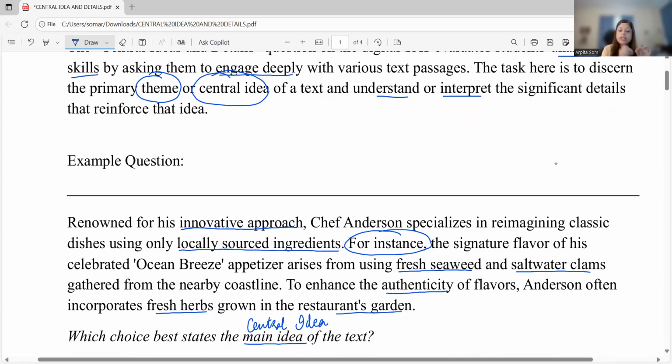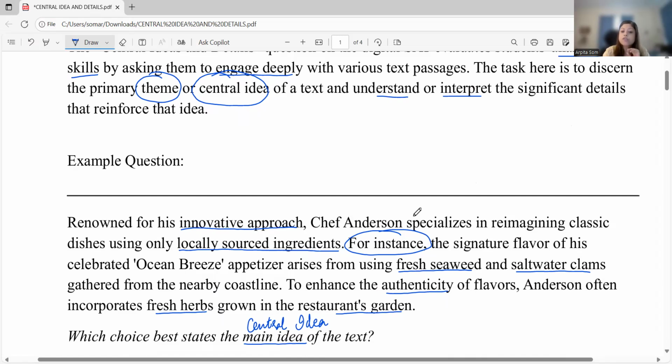Clear? Now, when he is using these locally sourced ingredients, where does he get them from? Okay, so he gets them from fresh herbs grown in the restaurant's garden. And why does he do so? To enhance the authenticity of flavors. To prove this, we have an example. The example is that of Ocean Breeze appetizer. All right. And he has created it, and it's a signature flavor. So, all in all, the text is talking about a chef's innovative approach and the way he makes the innovation, his different style of cooking.